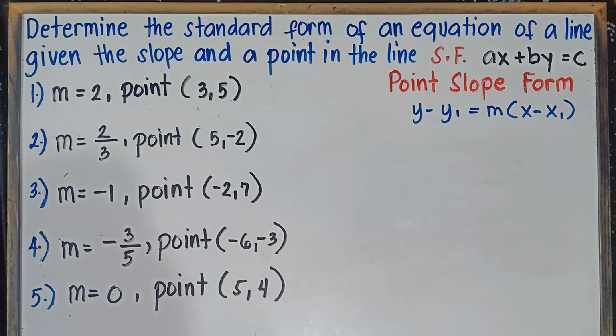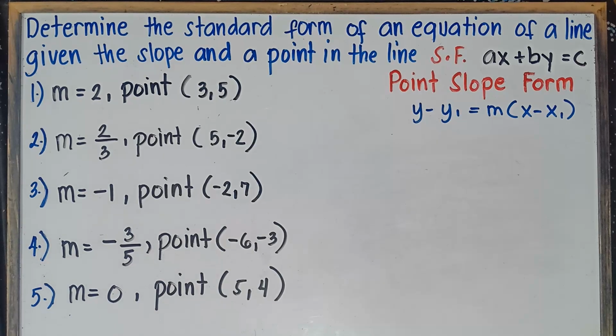Our topic for today's class is we're going to determine the standard form of an equation of a line given the slope and a point on the line. So without further ado, let's do this topic. I will give you 5 examples for you to really understand this, and we'll be answering this step by step.